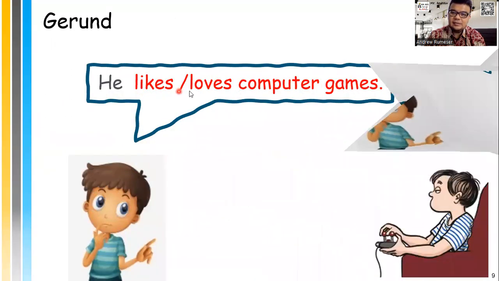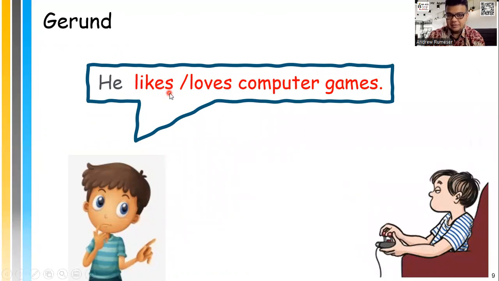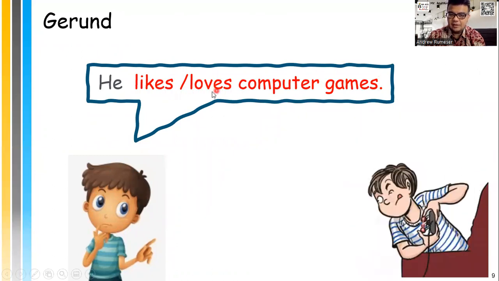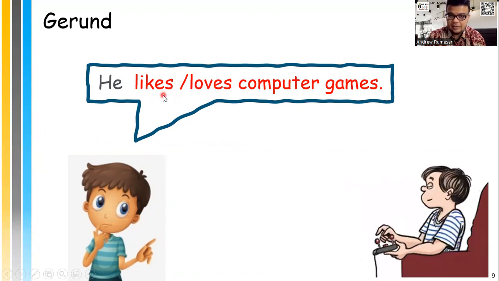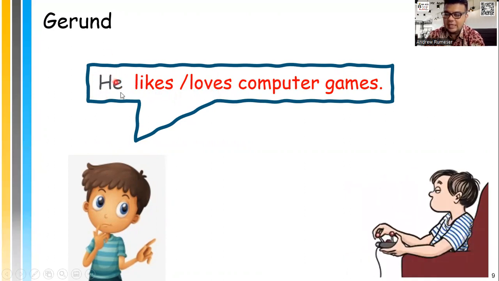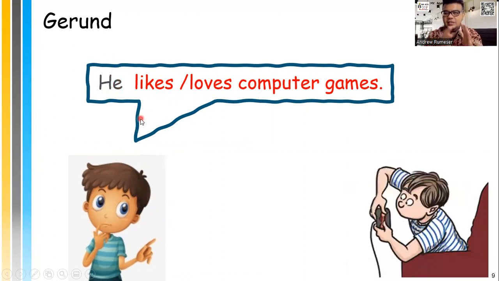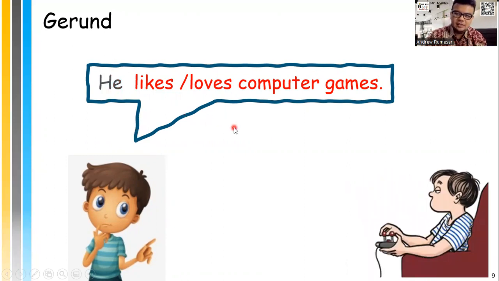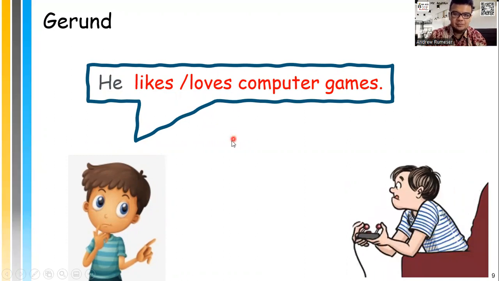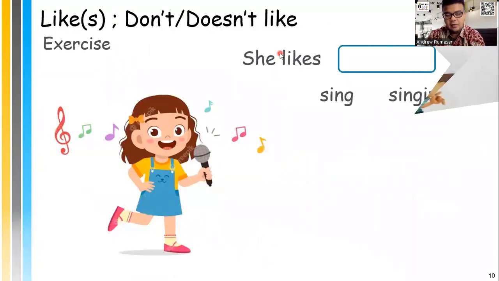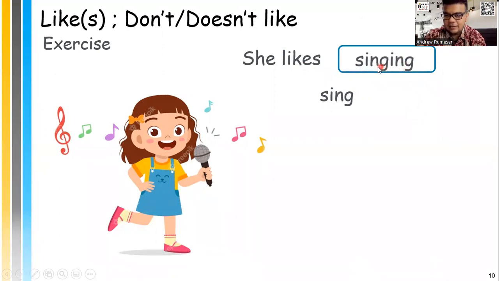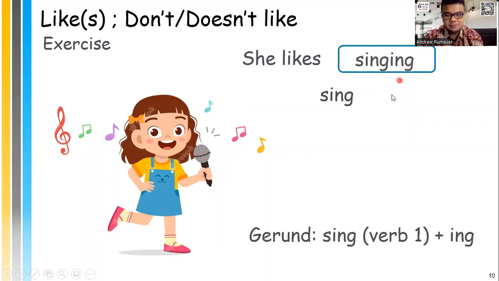He likes or loves. Notice the S here, right? Why is there an S after the verb, after love and like? Yes, because the subject is he. He, she, it. If the subject is he, she, or it, then we use S at the end of the verb, right? For simple present tense. All right, now let's do some exercises. She likes what? She likes sing or she likes singing? Remember the gerund? Yes, she likes singing. Sing plus ing, right? The gerund. Sing plus verb ing.